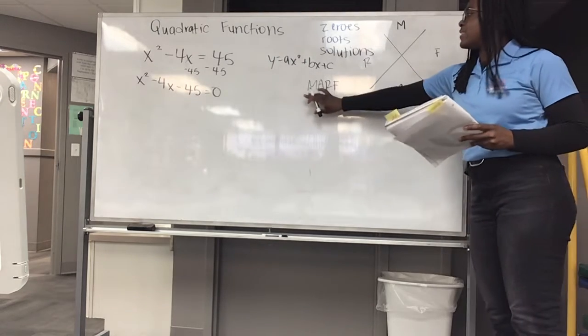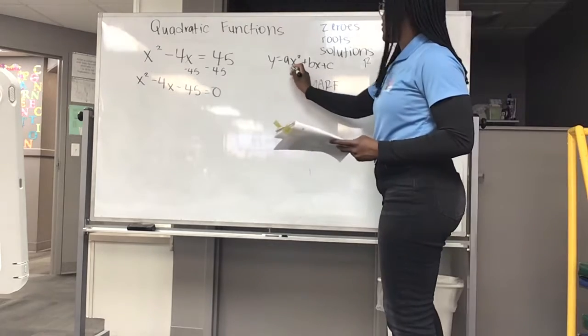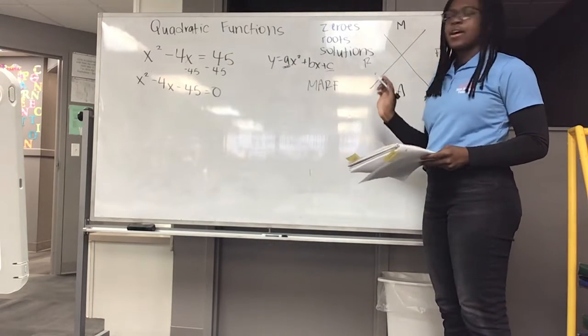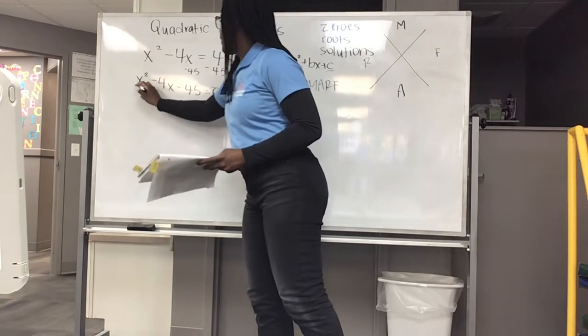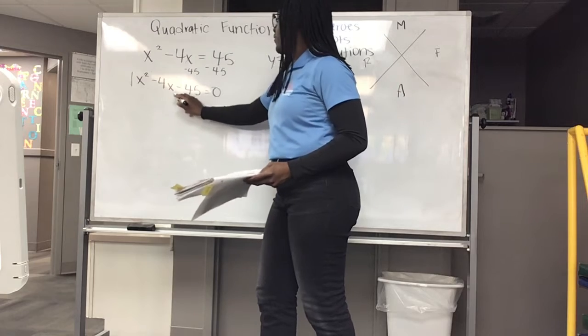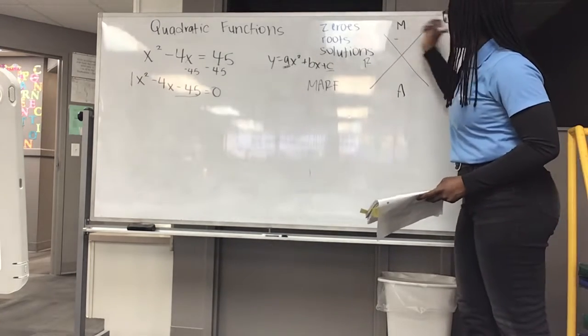So my first step is to multiply. What I do is multiply A and C. If I look at this form, my A is the coefficient in front of the x squared, and C is that last constant. So I'm going to take x, which technically has a coefficient of 1, times negative 45. And then I'll write that up here. So that was negative 45.